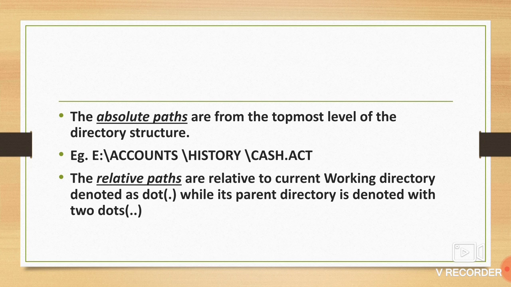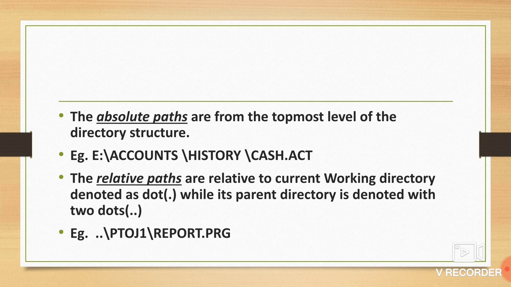Now the relative paths are relative to the current working directory, denoted as a dot, while its parent directory is denoted with 2 dots. अब relative path में क्या होगा? जो हमारा करंट वर्किंग डायरेक्टरी है उसी को वो डिनोट करेगा बाय यूजिंग द सिंगल डॉट. ओके, it only shows the current working directory. Now we will see the example. Okay, so ../project1/report.prg.